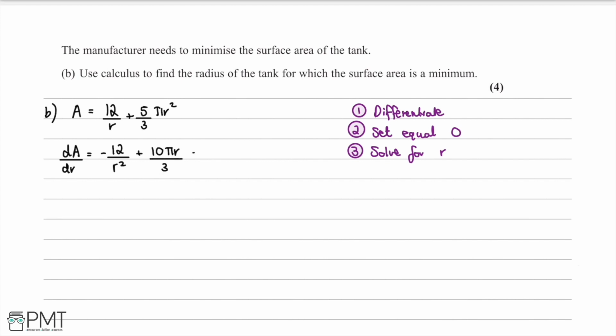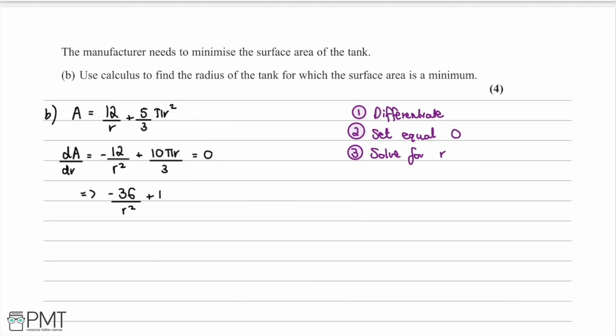We then set this equal to 0, and our first step is going to be to multiply both sides by 3. So this will then leave us with negative 36 divided by r squared plus 10 pi r, and that's equal to 0. And then we're now going to get rid of the denominator in this fraction, so we multiply both sides by r squared. So this leaves us with negative 36 plus 10 pi of r multiplied by r squared, which gives us r cubed, and that's still equal to 0.